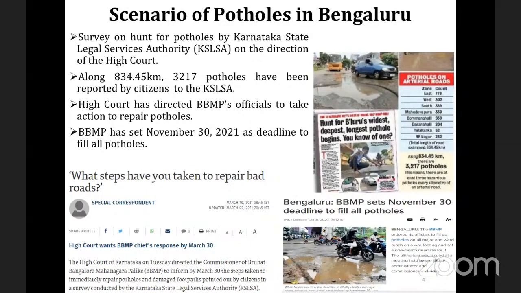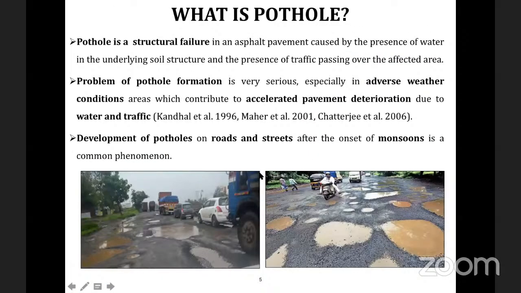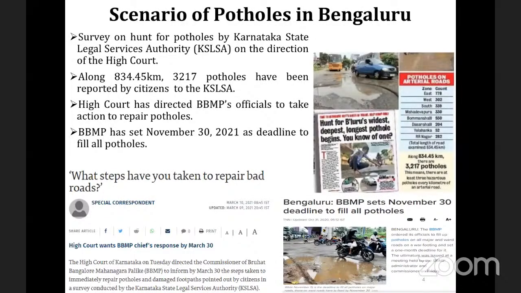So based on this data, the High Court of Karnataka has directed BBMP, that is Bruhat Bengaluru Mahanagara Palike, to take action to repair potholes, and they have set the target. Last November only, they told us to fill the potholes, and this has not been done. And recently, maybe last week or two weeks back, Minister Ashok, the Urban Development Minister, has set a target for the BBMP officials that by March 30th, all the potholes should be cleared off.